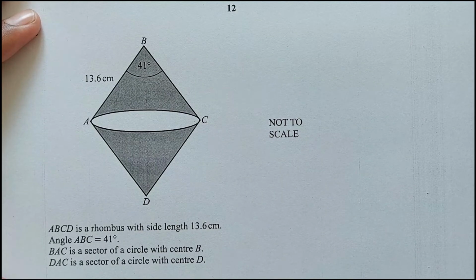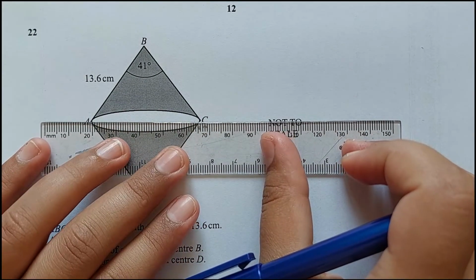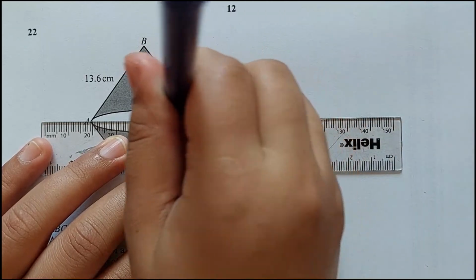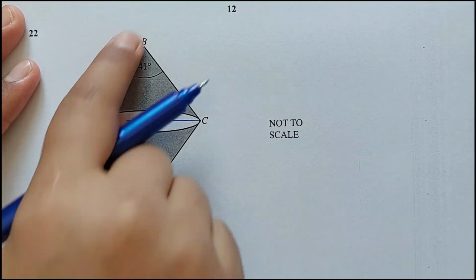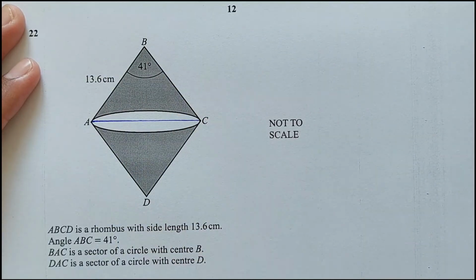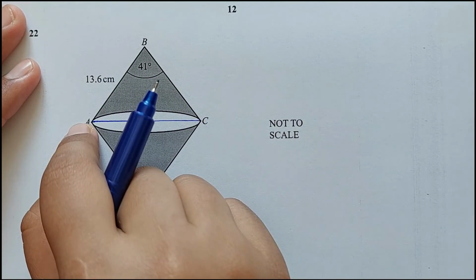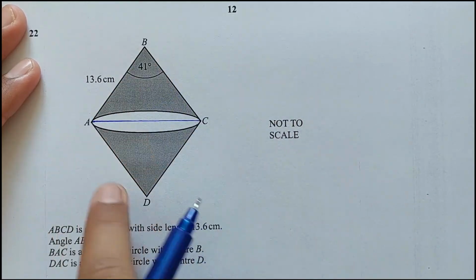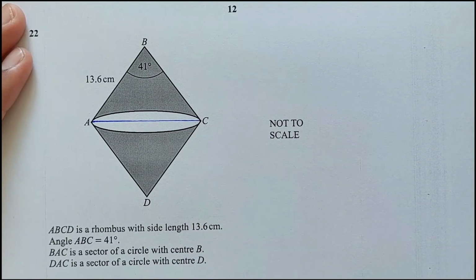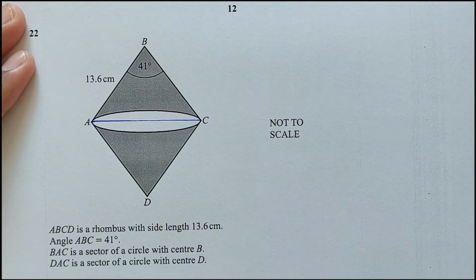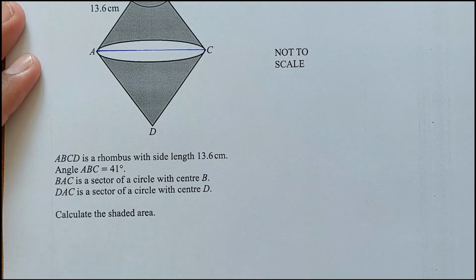Okay, so first, if I draw the line over here and divide the rhombus into two portions, ABC is a triangle and ADC is a triangle, and both have the same areas, right? And BAC is a sector and DAC is a sector, and both have the same areas. So first let me calculate the areas of the two sectors and the areas of the two triangles, right?